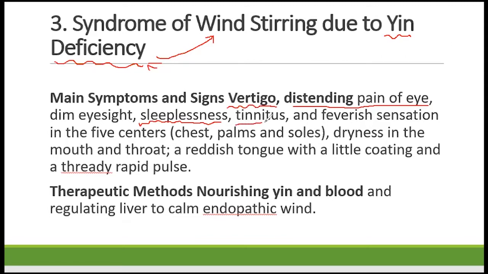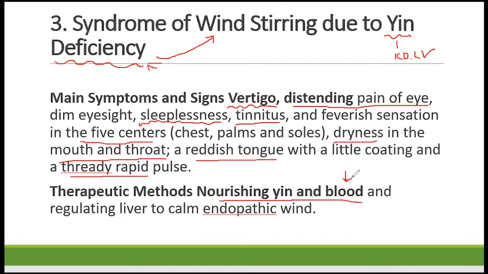And also possible tinnitus. In yin deficiency, we say it always comes with the kidney and the liver together. Five center heat and dryness, dry in the mouth and the throat. Dry tongue without coating, and a deficiency pulse, a thready rapid pulse. So we treat this by nourishing yin and nourishing blood.